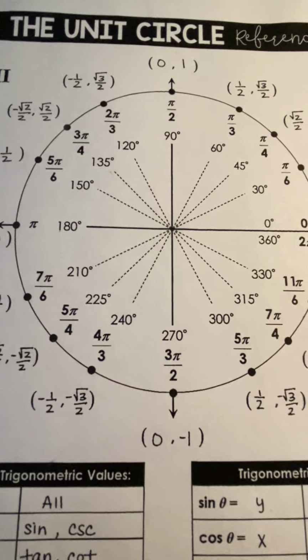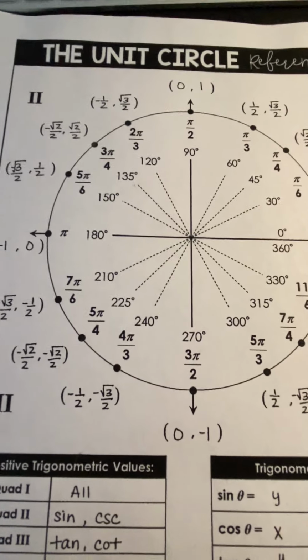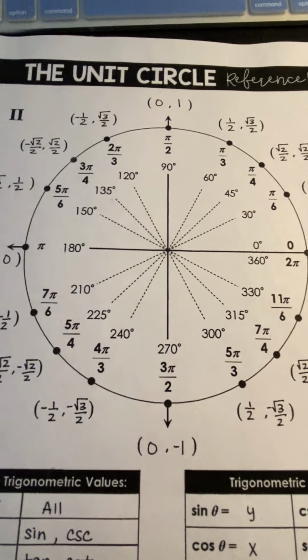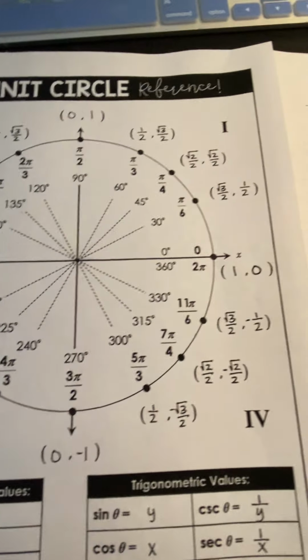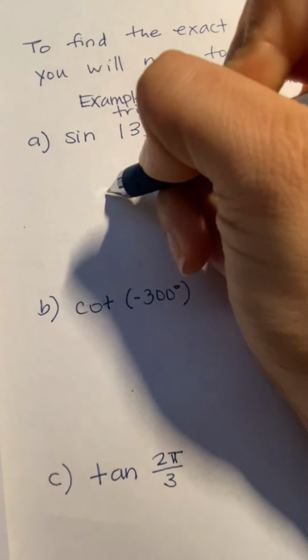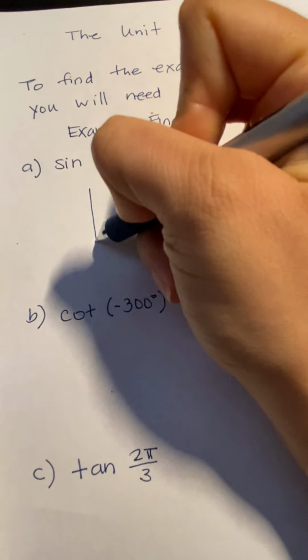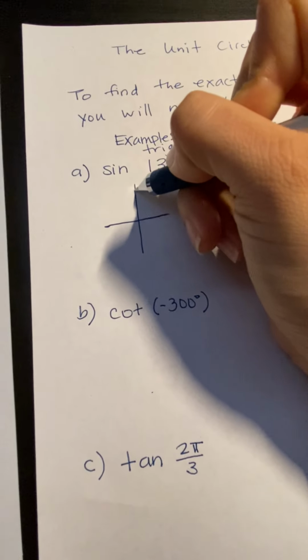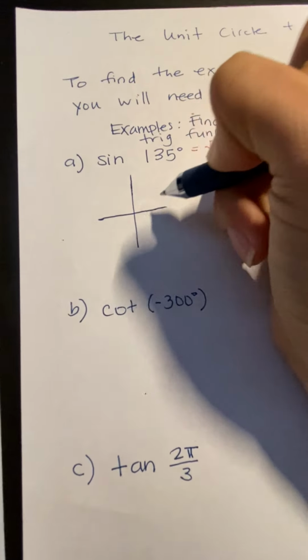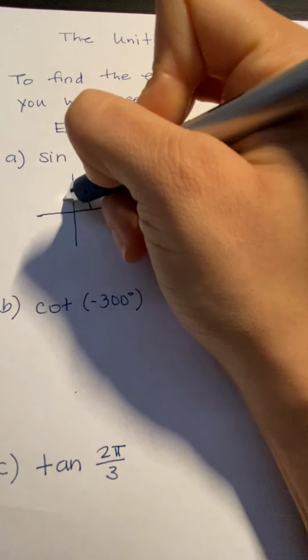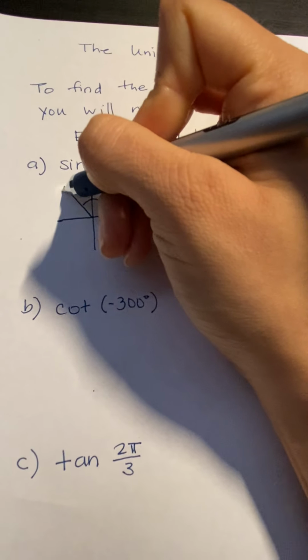Now, again, like I said, if you know the unit circle, this is going to be pretty easy. But if you don't, let me show you what you would have to do. Okay, so you would have to utilize your reference angles to do that. So for sine of 135 degrees, I would go ahead and pretend to draw the unit circle, right? And if I have 135 degrees, I know that it's going to be in the second quadrant, which is going to be right there.